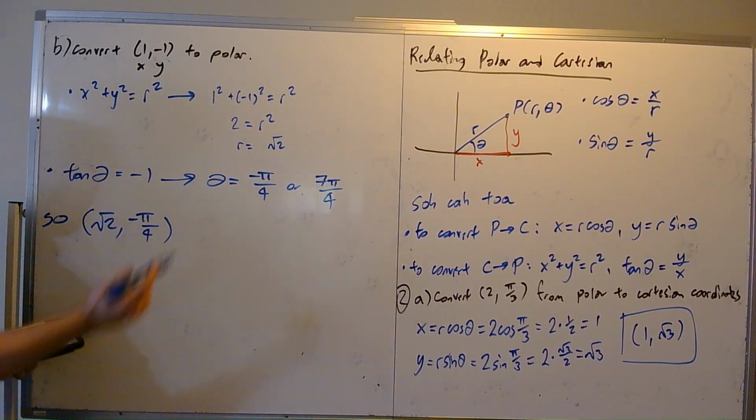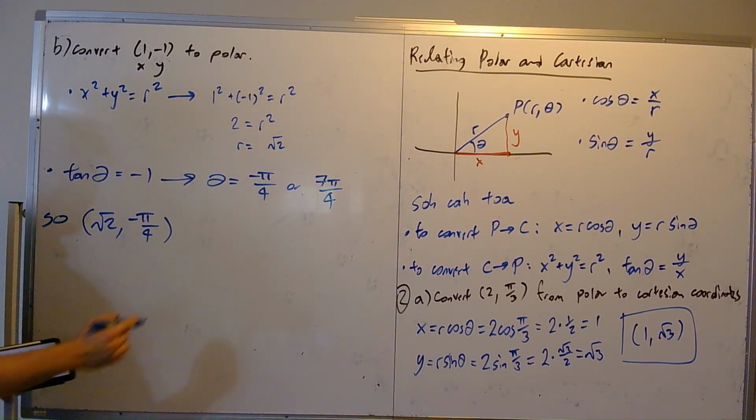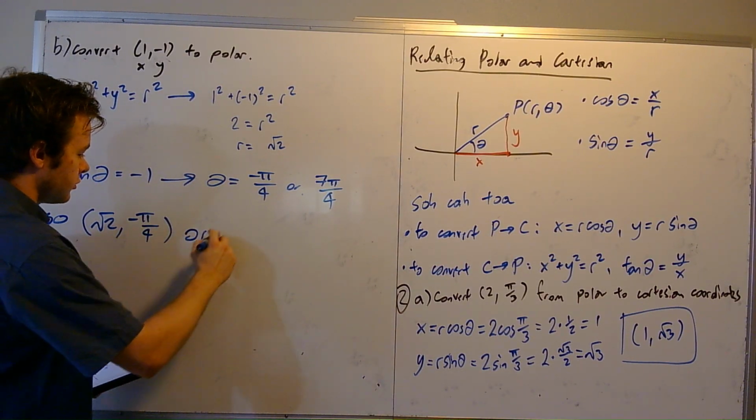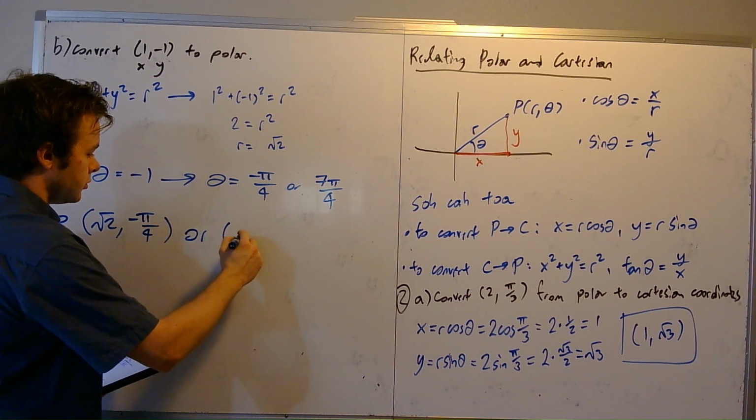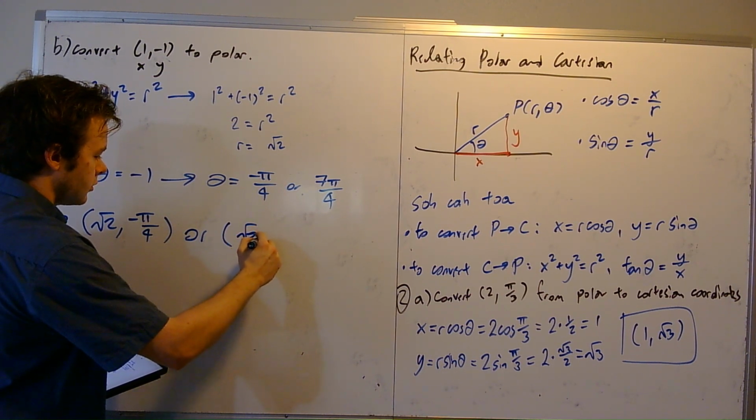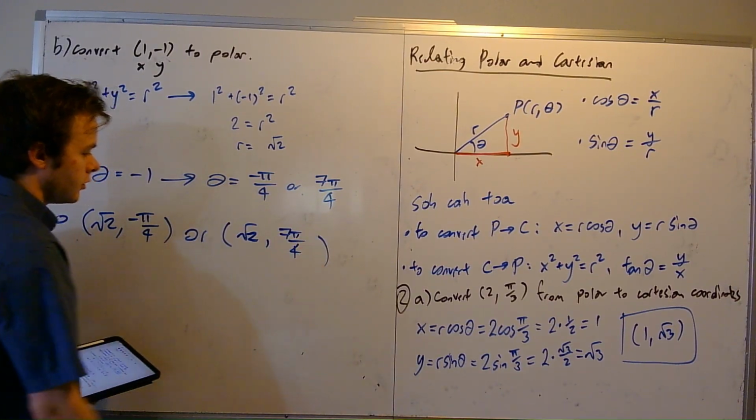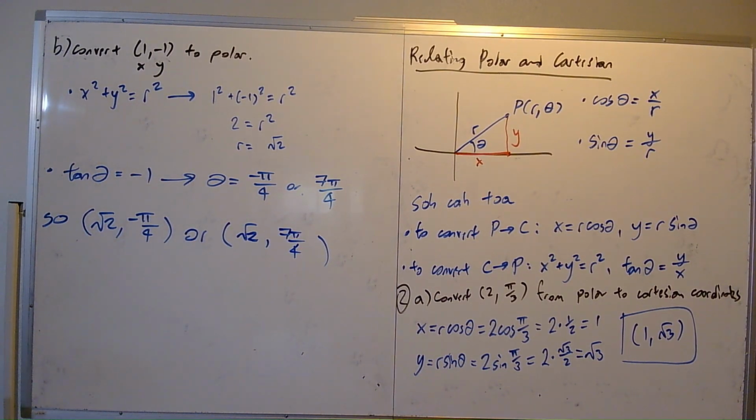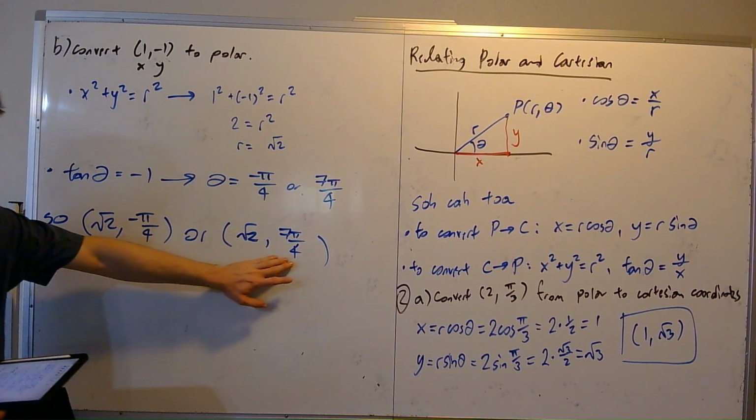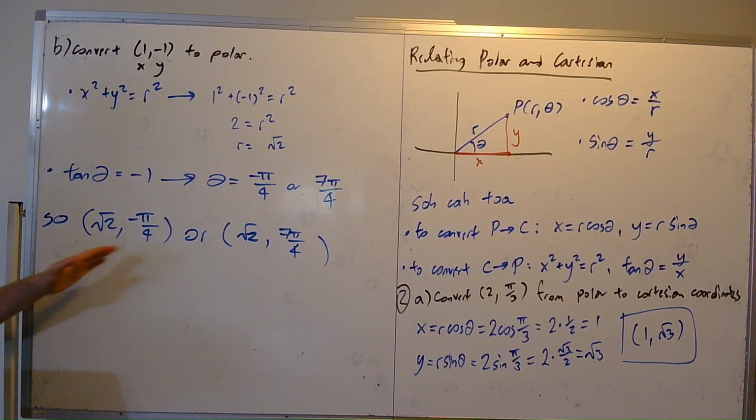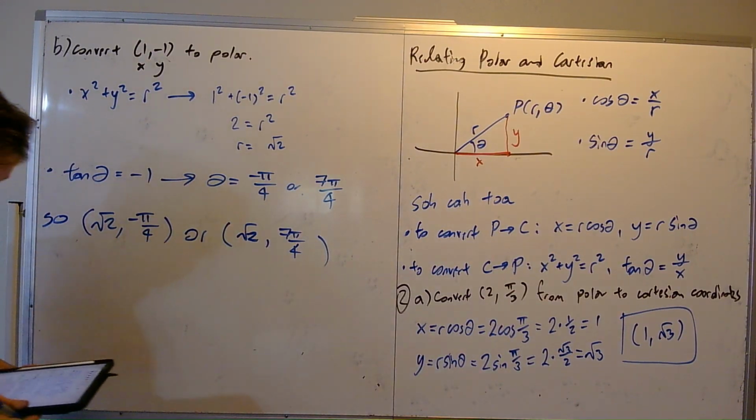Or we could just add 2 pi or subtract 2 pi some number of times. So let's say that another answer would be root 2 comma 7 pi over 4. Right? So both of these answers are fine. They both give us the same point, because if you add 2 pi to this angle, you get this angle. So you don't even have to say both of these, you can just say this one. This is a sufficient answer.